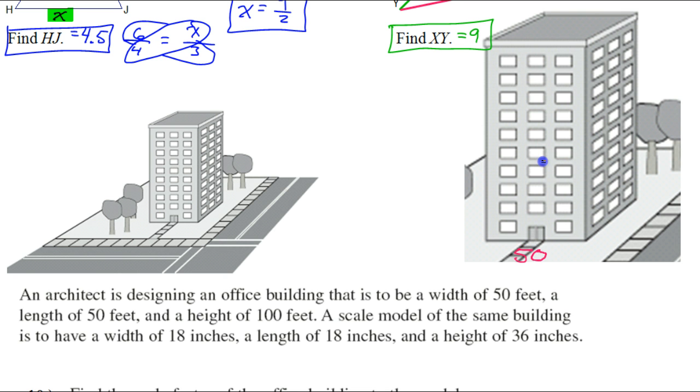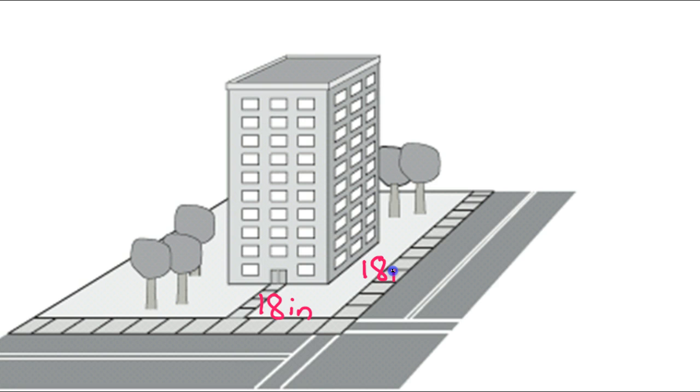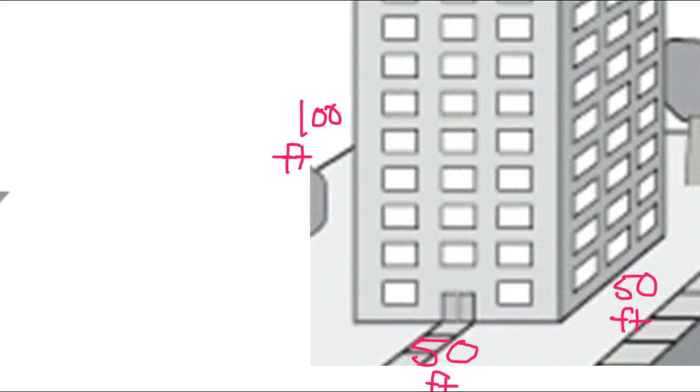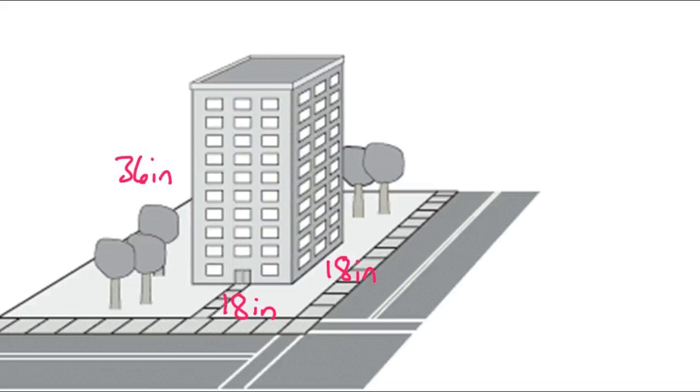On the real building, let's pretend this is a real building, this would be 50 feet, and this would be 50 feet, and this would be 100 feet tall. We better get the units in here because we're about to be mixing feet and inches, so we've got to be careful. So 50 feet, 50 feet, and 100 feet. Meanwhile, our model is going to be 18 inches by 18 inches by 36 inches. Right away, I think we need the same units. I think we'll be in trouble if we have feet on one of them and inches on another. So I think the easiest thing would be to rewrite these in feet.